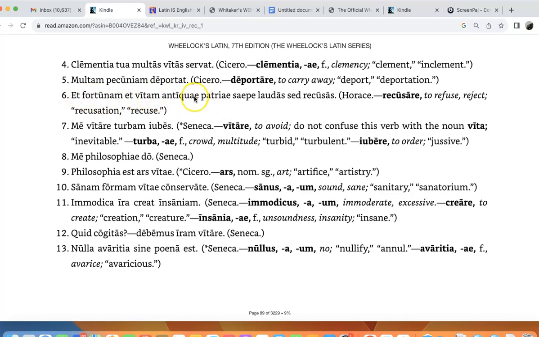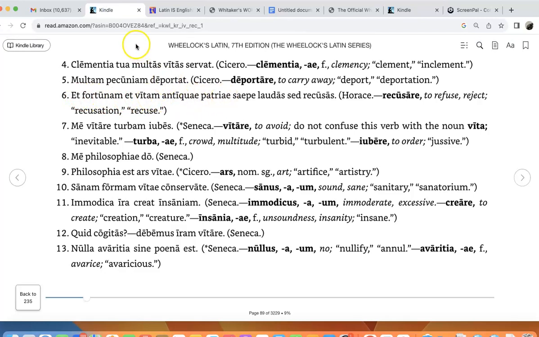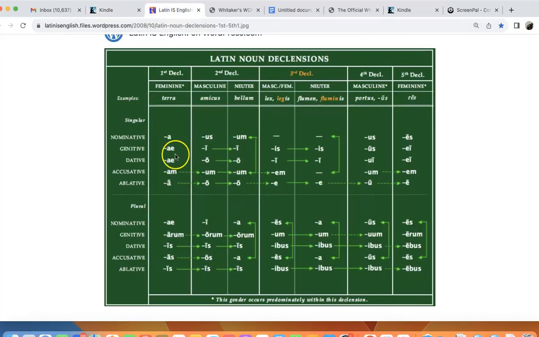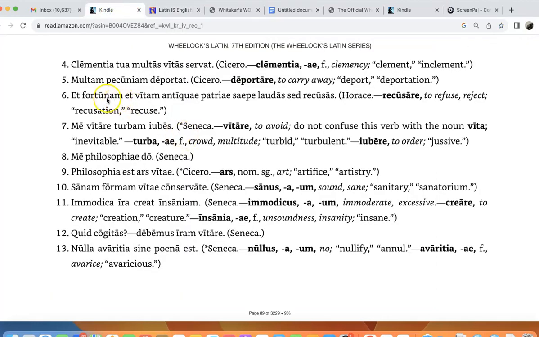But then we have ae. So this one's a little bit more complex. So it could be one of these two. In this case, based on context, it's going to be genitive. So it means of. So you may have to play around with the language and use either of, for, or to, and just see which one works best. So both fortune and life of the ancient country, or of the ancient fatherland.